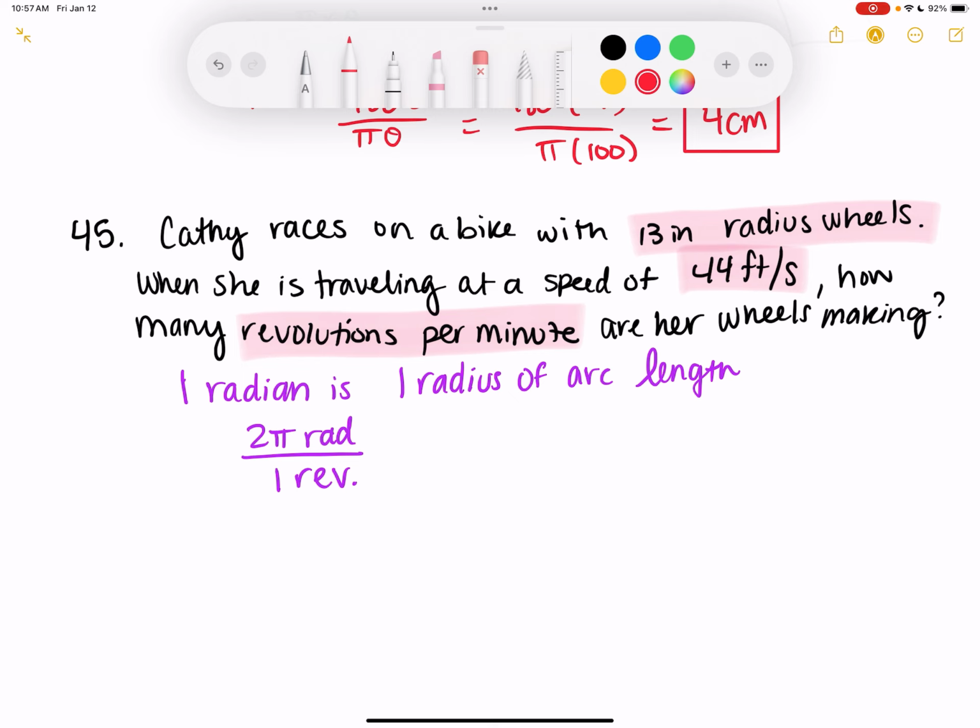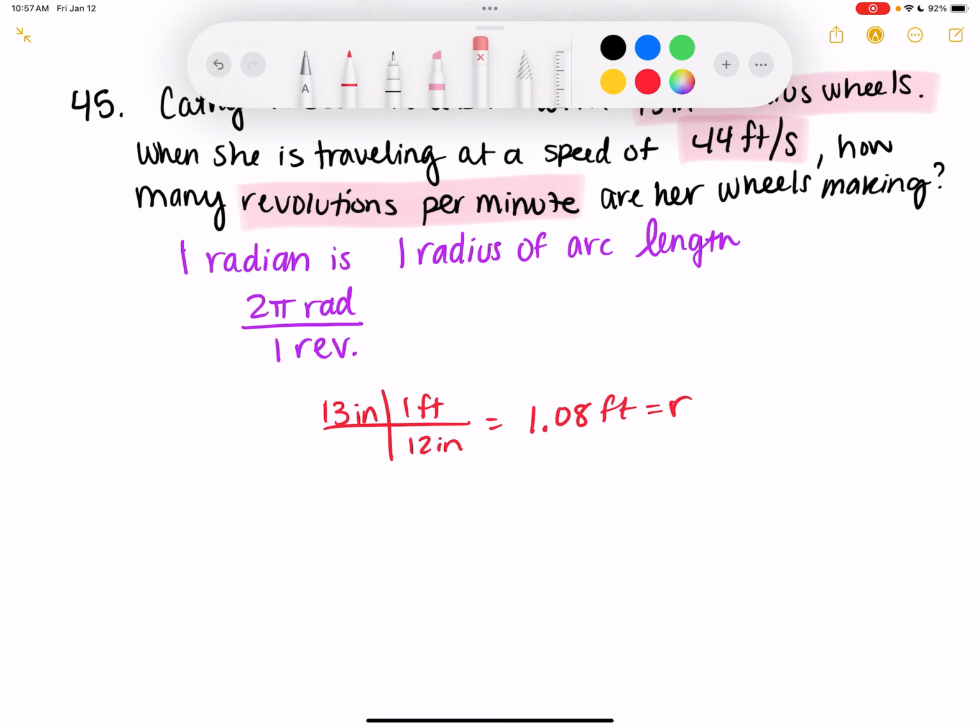So 13 inches, and then the conversion of 1 foot is 12 inches. And that should come out to 1.08 feet. And that's going to be our R value, our radius. So now we're going to set up a conversion just like you would do in chemistry or any of the classes that you have to do conversions in.